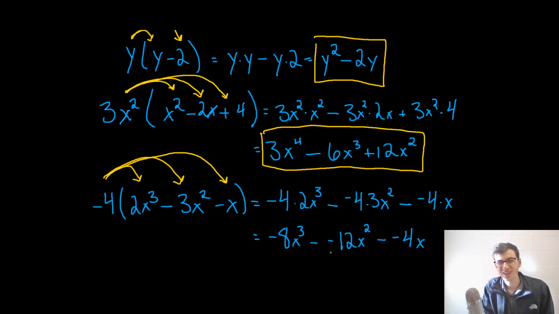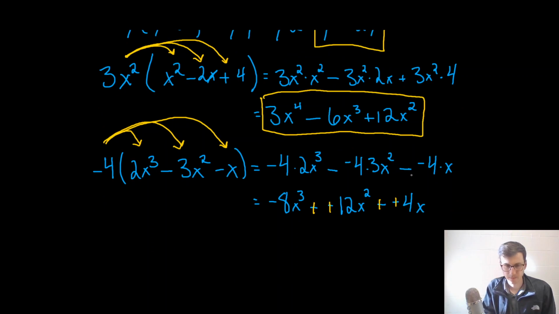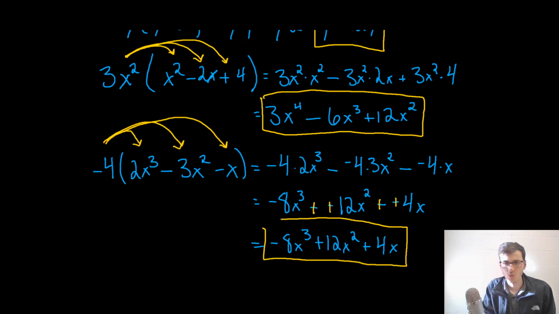Now remember, subtracting is adding the opposite. So my final answer would be negative 8x cubed plus 12x squared plus 4x. So when you're multiplying that negative 4 in there, make sure to keep track of the negative. That's it for multiplying polynomials by monomials.